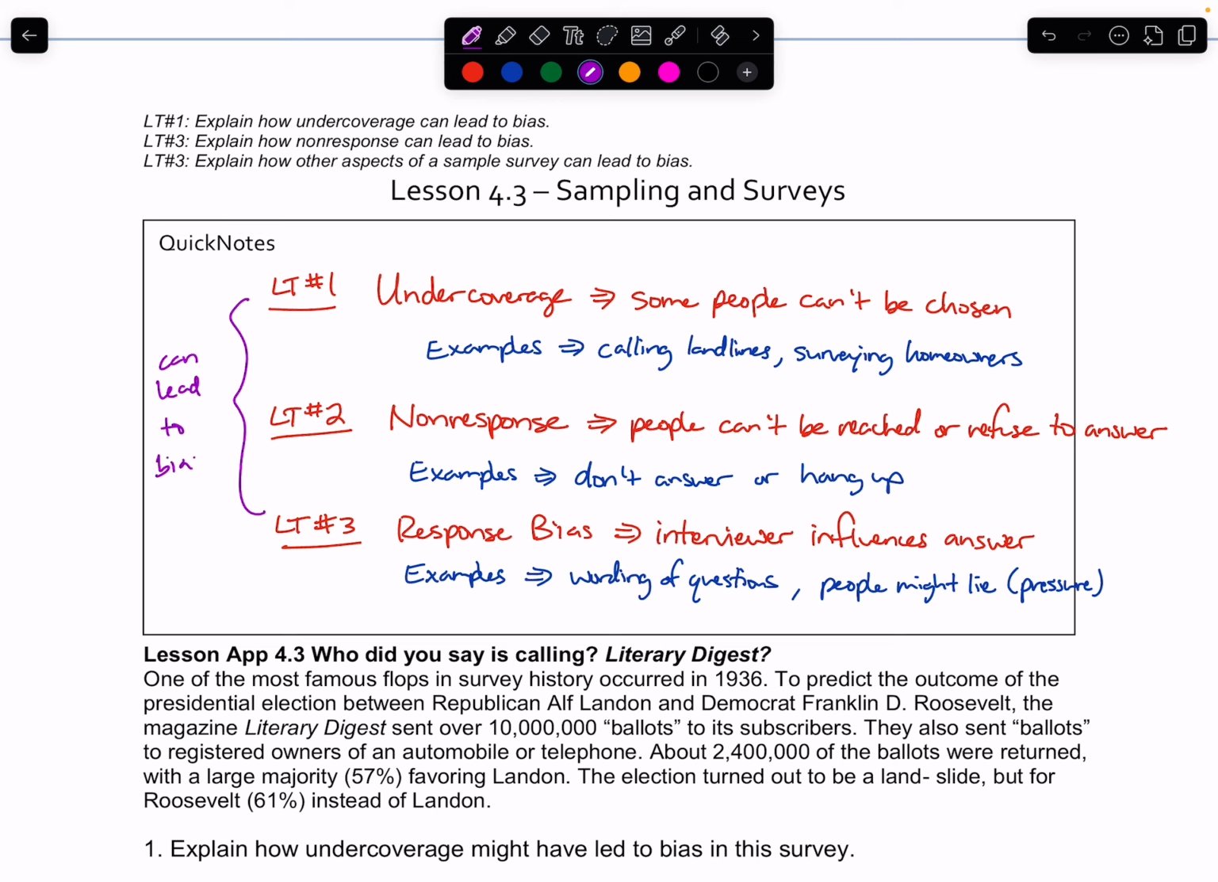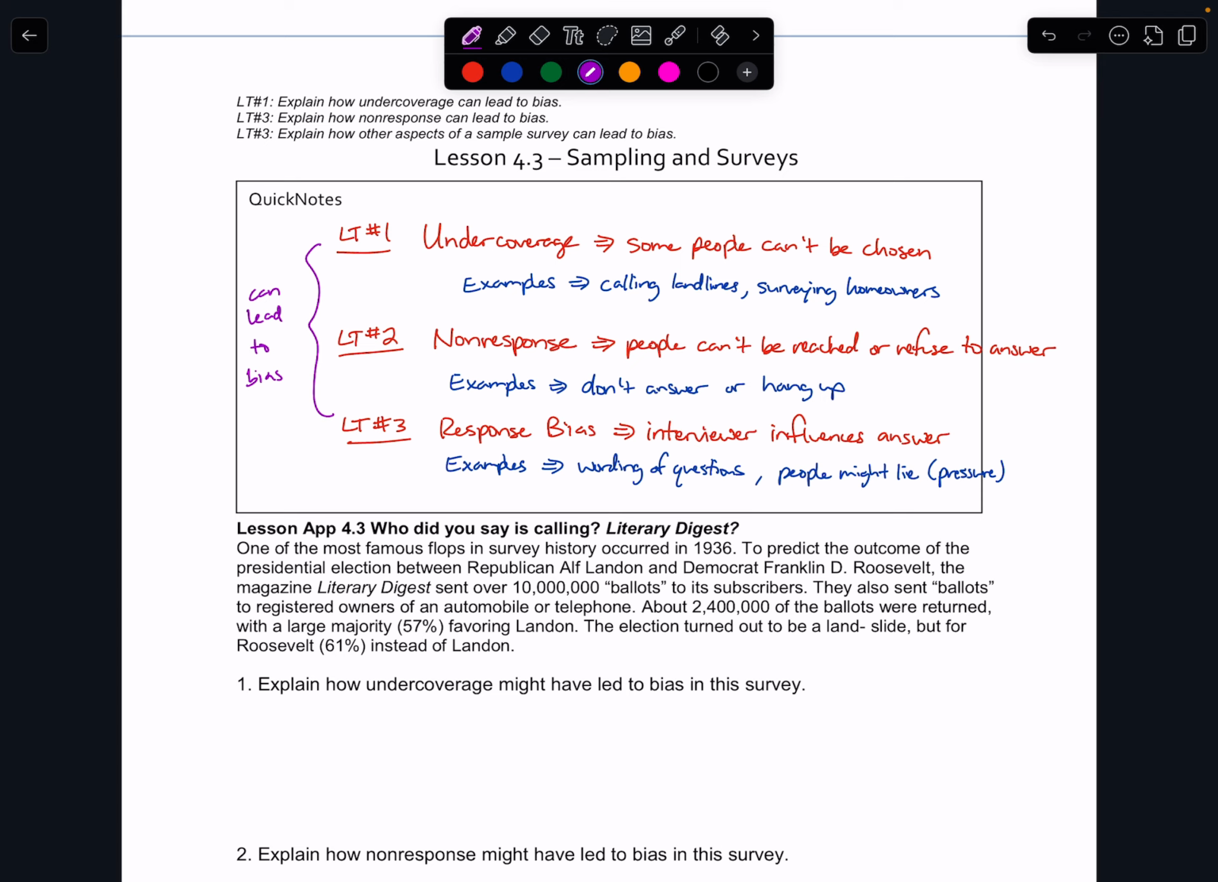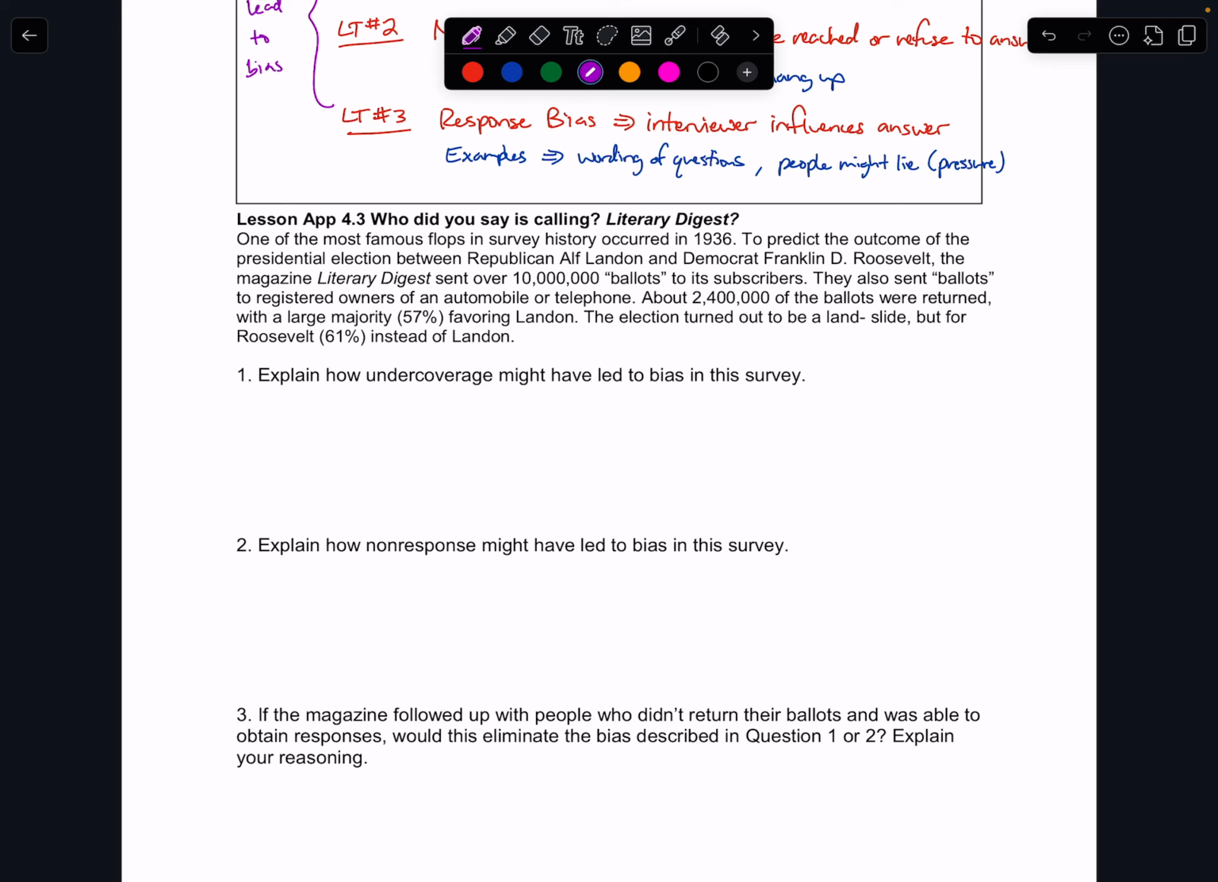Okay, so a kind of quick example, I'm going to go through this lesson app. If you don't really want to listen to this part, feel free to stop the video and be done. But I'm going to quickly go through these last couple of questions here, just to give you one more big example.